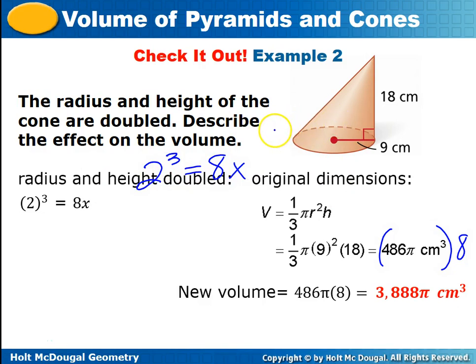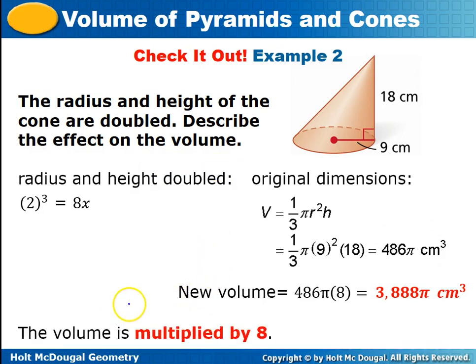If we found the original volume, the way we find the new volume is we multiply it times that 8. So when it's getting bigger, in this case it was getting 8 times bigger, we're going to multiply it. When it's getting smaller, if it's just a one-dimensional change, then it's going to be divided.